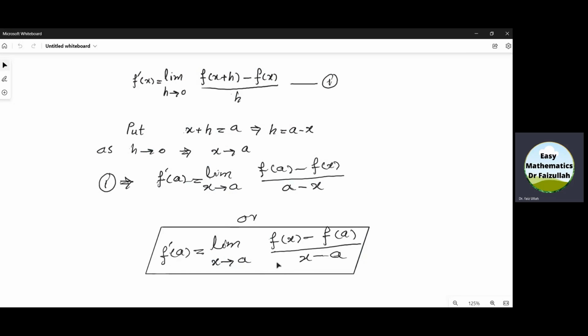Its proof is very simple. We just plug in x plus h equal to a in the first formula, and from this we get the value of h, which is a minus x. And we can see that as h approaches 0, the value of x approaches a. So just using this substitution in the first formula, we get the required result.